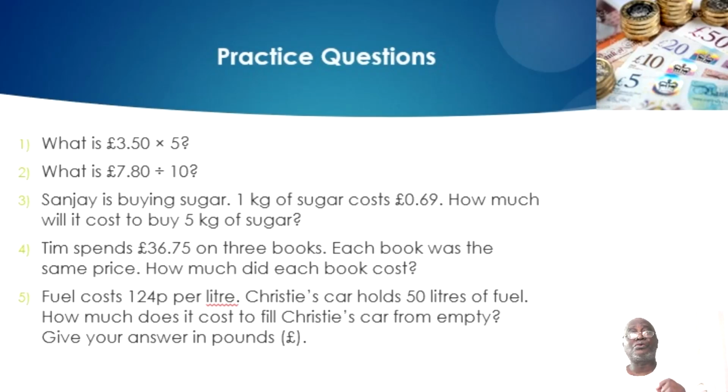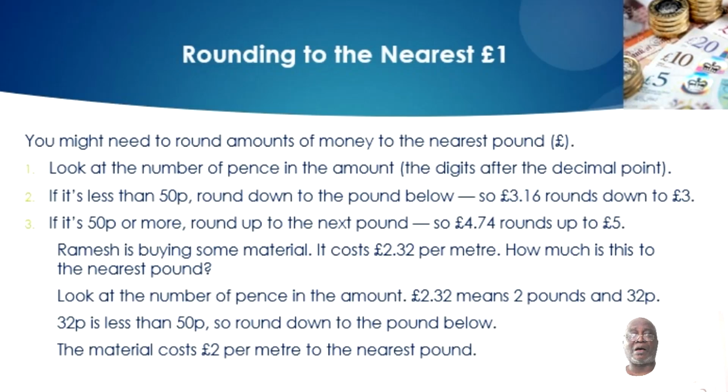So you have to do two calculations. First find the cost of filling her tank, and then convert it to pounds and pence. Rounding up to the nearest pound. You might need to round an amount of money to the nearest pound. And in this case, you look at the number of pence in the amount. The digits after the decimal point are important.